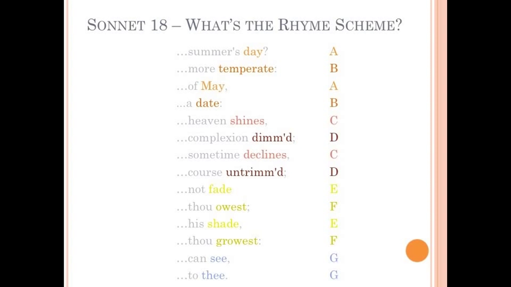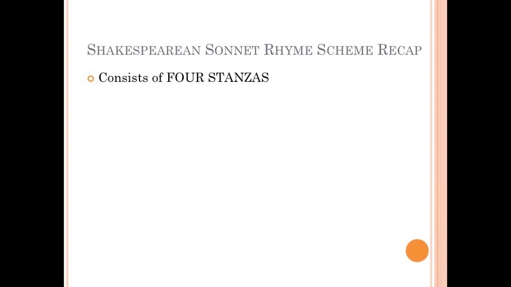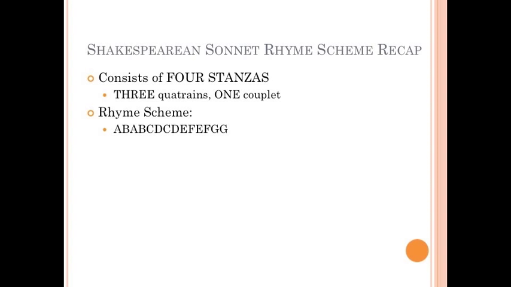So in total, the rhyme scheme is A, B, A, B, C, D, C, D, E, F, E, F, G, G. We figured out the rhyme scheme, we figured out what the stanzas are, so let's take a really quick recap. A Shakespearean sonnet typically consists of four stanzas, three quatrains and one couplet. That's the 12 lines that make up the three quatrains, and the last two making up the total 14 lines for a sonnet. Now the rhyme scheme, as we said, is A, B, A, B, C, D, C, D, E, F, E, F, G, G, where each new letter signals a different sound being introduced into the poem.